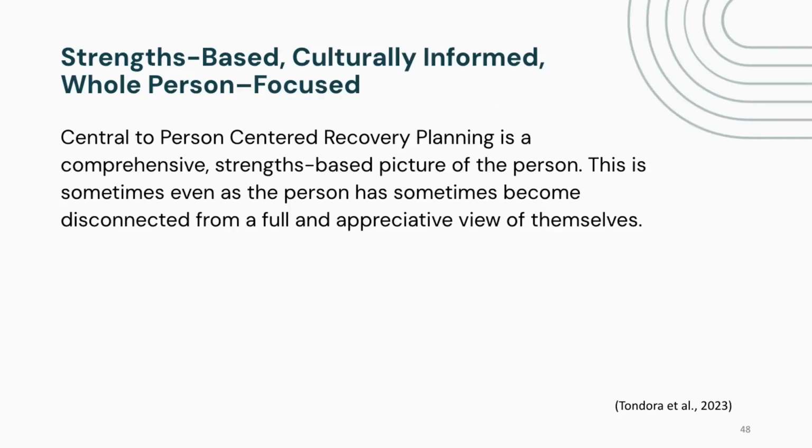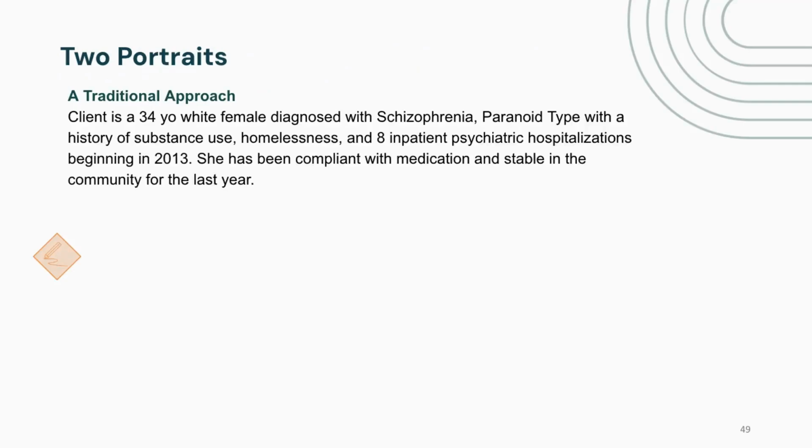A portrait of a person and their strengths is central to a PCRP process. And as we discussed when first presenting the idea of recovery, someone navigating mental health services has often been through a lot. They've often lost hope and a sense of self-efficacy. So that picture of the person often needs to be developed over time and as supporters get to know someone as a whole person. Let's get a feel for what we mean by a comprehensive portrait of someone. First, we'll take a look at a traditional approach.